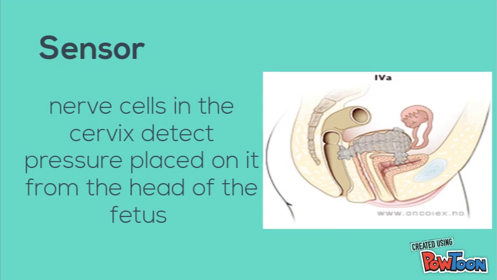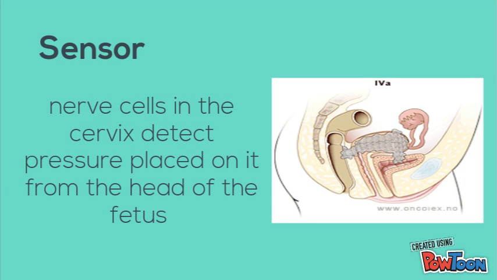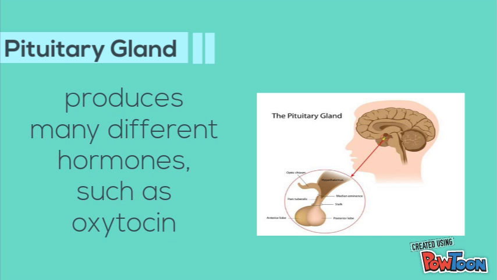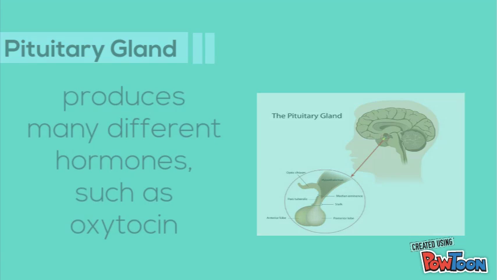Sensors like nerve cells in the cervix detect pressure placed on it from the head of the fetus during labor. Nerve impulses from a sensor will travel to the control center. The pituitary gland, located near the brain, is the control center in many feedback loops. It produces many different hormones such as oxytocin.